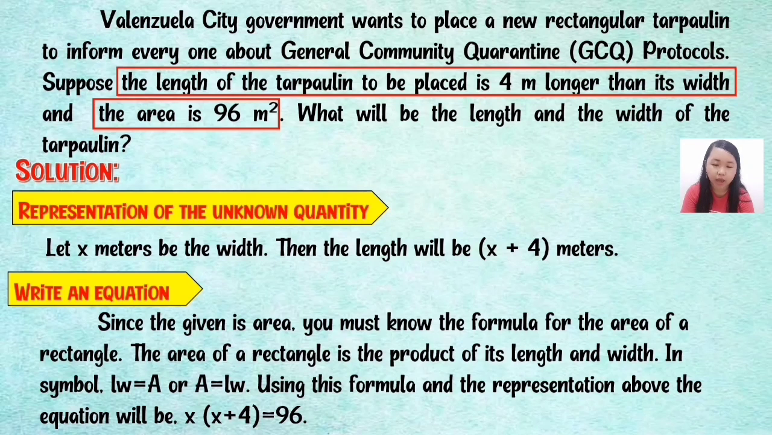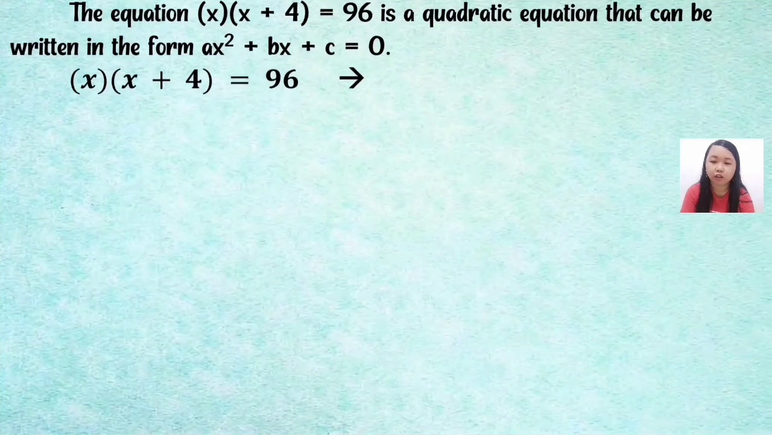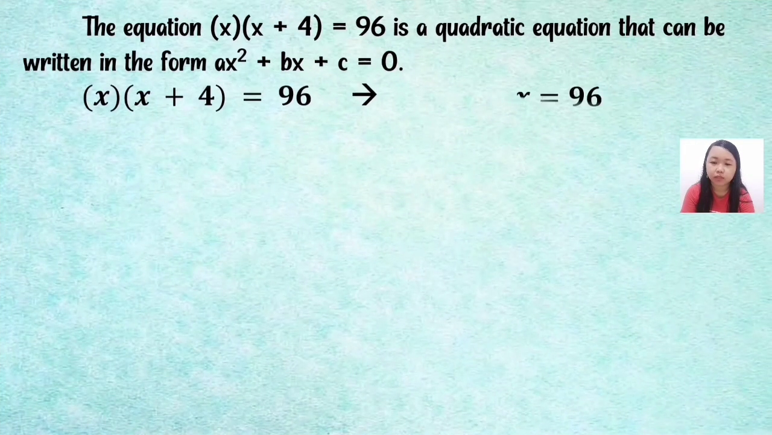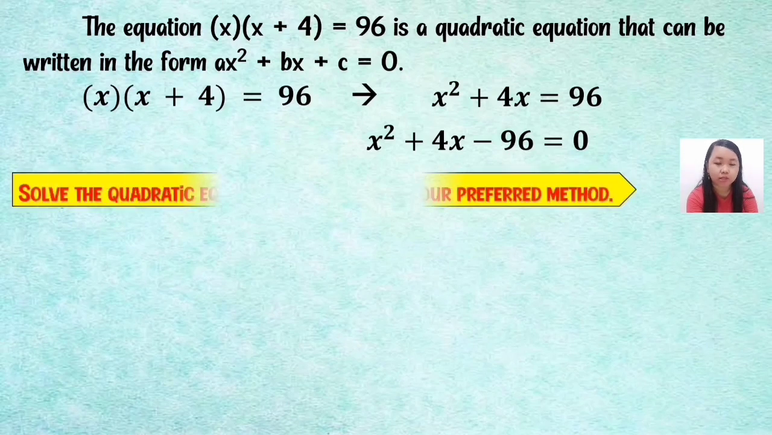Using this formula and the representation above, the equation will be x times the quantity of x plus 4 equals 96. And write it in standard form. It will become x squared plus 4x equals 96. Apply the distributive property and then transpose positive 96. It will become x squared plus 4x minus 96 equals 0.